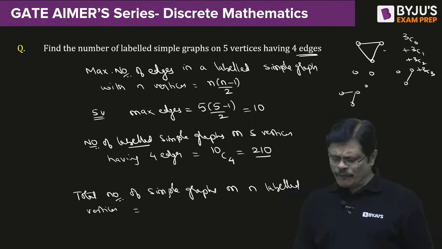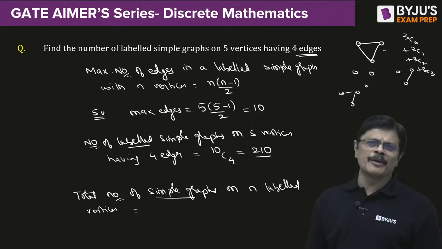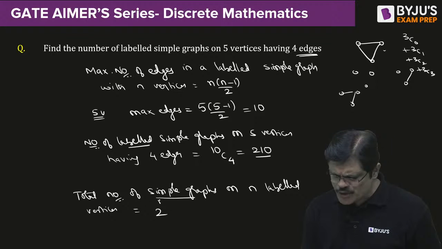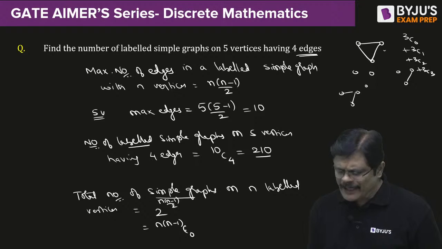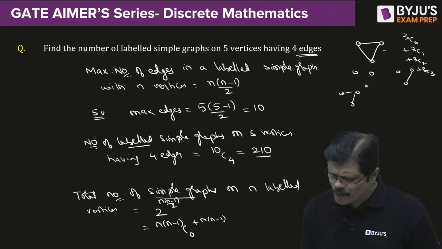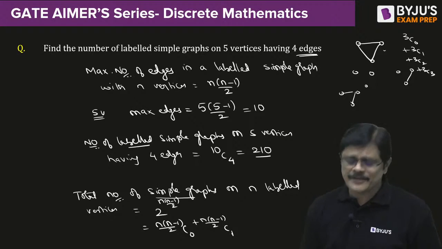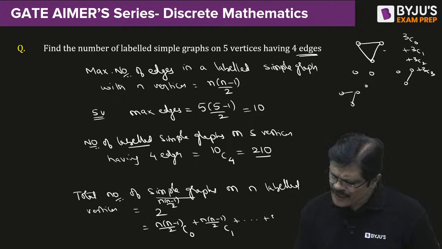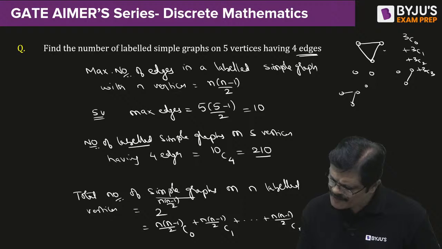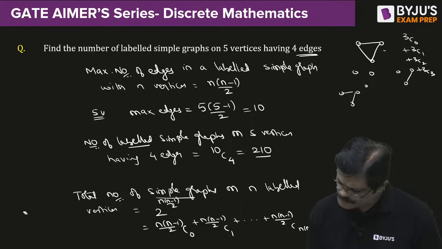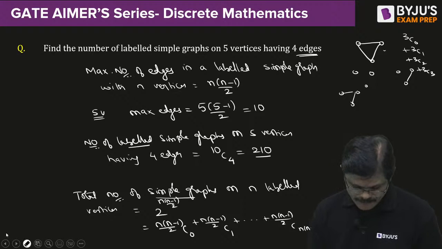Similarly here, if you want to find the total number of simple graphs on n labeled vertices, the total formula is 2 power n into n minus 1 by 2. But if you want to get this in a different way, you have to find the number of 0 edge graphs, the number of 1 edge graphs, and so on, up to the number of n into n minus 1 by 2 edge graphs, my dear friends.